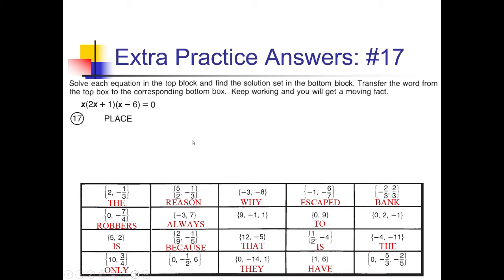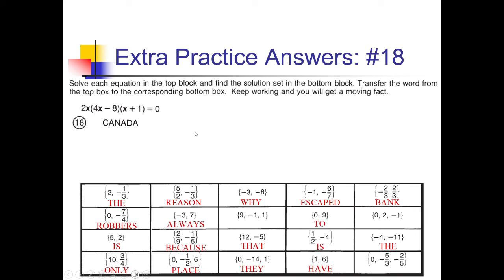So for this problem, we have 1, 2, 3 factors to set equal to 0. If I set the first one equal to 0, that actually solves an equation, which is pretty cool. And then we have 2x plus 1 equals 0, and x minus 6 equals 0. So for the second one, we can subtract 1, divide by 2, so that's negative 1/2. And then just add 6 for this last one. So we have 0, negative 1/2, and 6. That's all down here at the bottom, so this is going to be "place" down here.